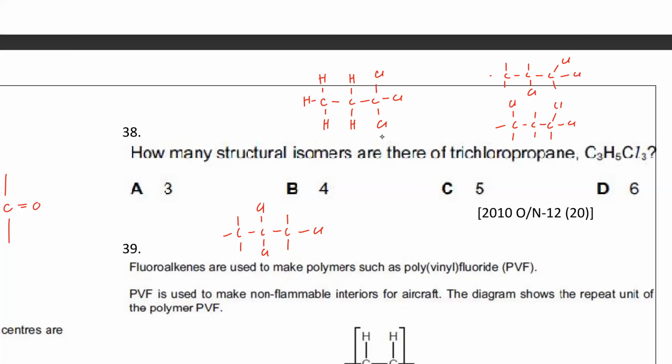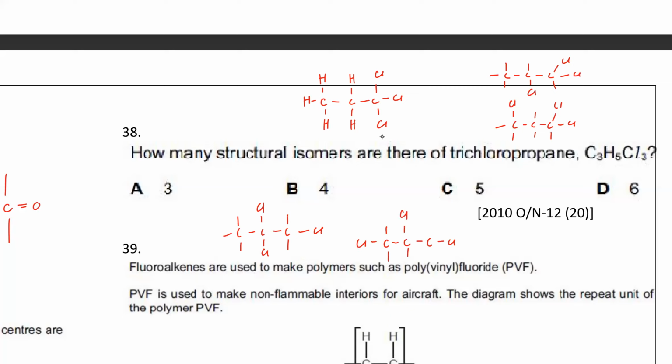Any other combinations? I can have one more. That's one very obvious one that I missed: 1 Cl on each of the carbon atoms, and the rest is H atoms. So we've already reached 5. Is there a 6th one or not?